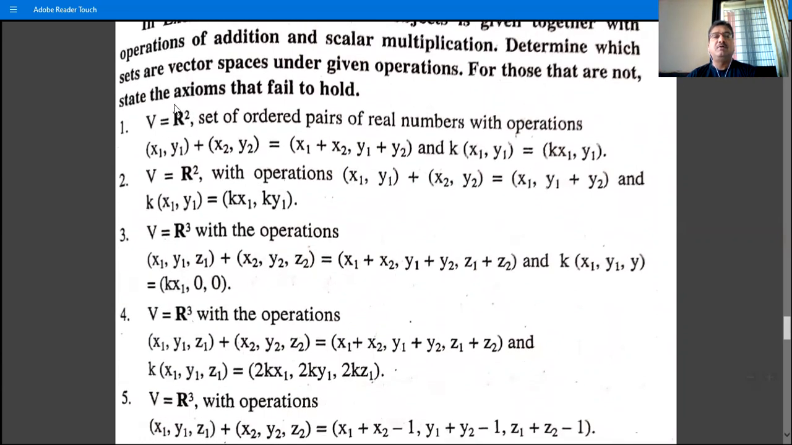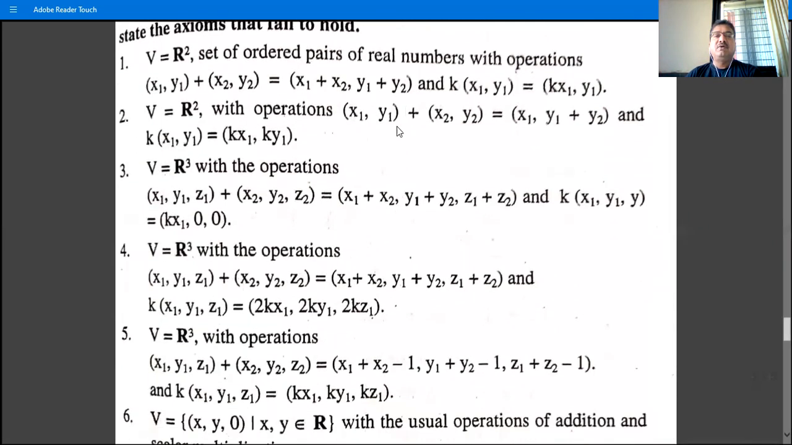If you observe the first, V is equal to R square, the set of all ordered pairs with real entries. Then for (x1, y1), addition is the usual addition, and scalar multiplication is k(x1, y1) = (k x1, y1). So we have already seen the answer to this question. We have to give the counter example. This is not a vector space.